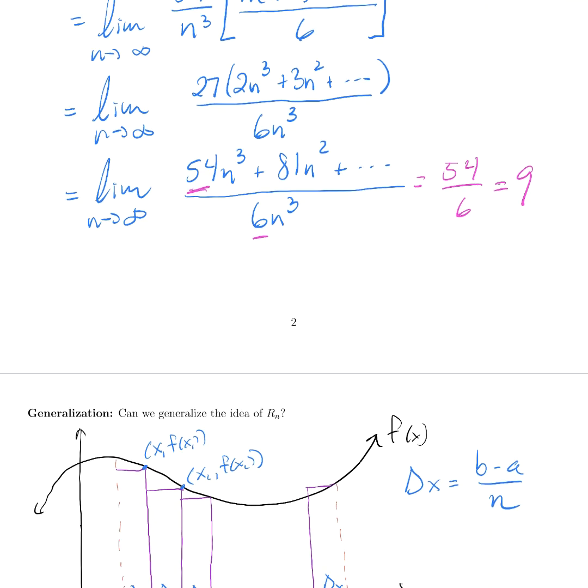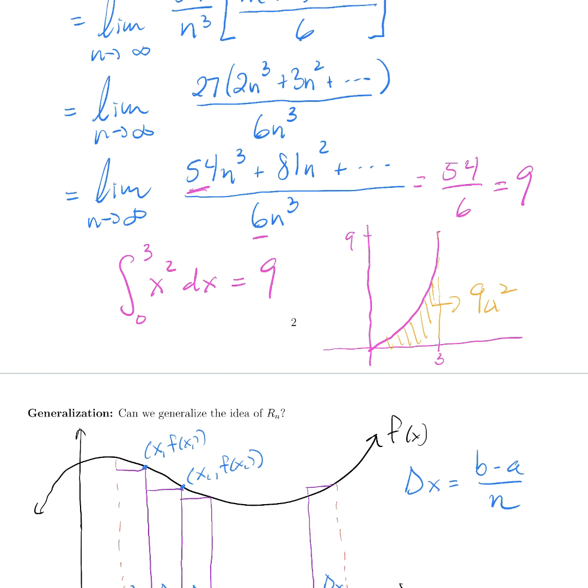So what did we just show? We just showed that the definite integral from 0 to 3 of x squared dx is equal to 9. And what does that look like in a picture? This is 3, this is 9. We just found that this area is 9 units squared.